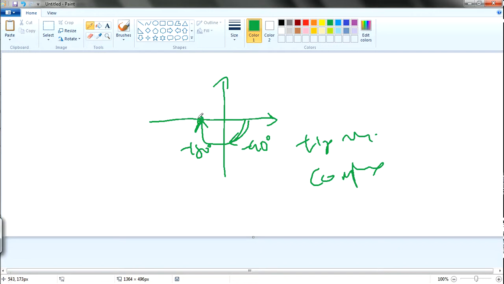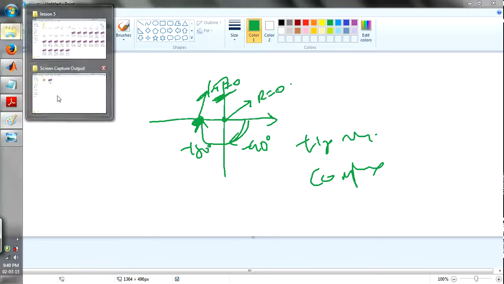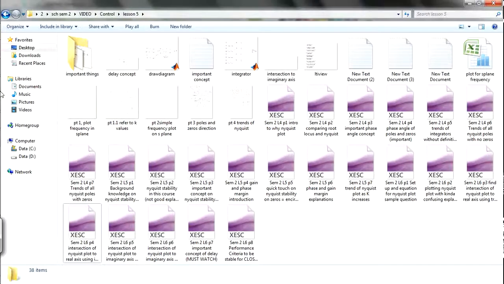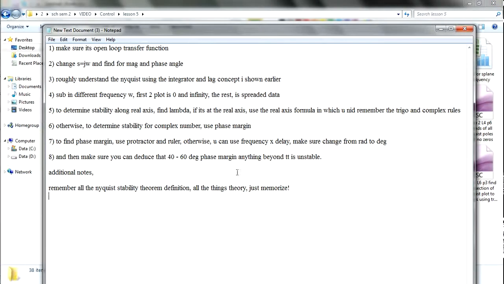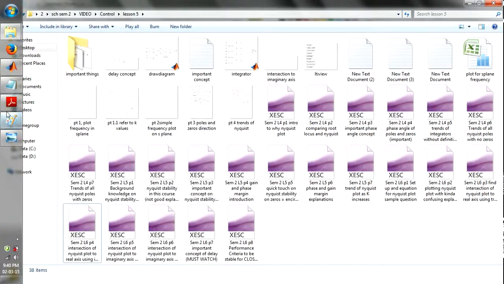it's simply saying when imaginary equals 0, or when real equals 0. So at this point, imaginary is equal to 0, and at this point, minus 90 degrees, the real axis is at 0. These are the concepts I want you to know, and all the trends of how the Nyquist plot behaves with an integrator and such. So I'll see you in the next lesson.